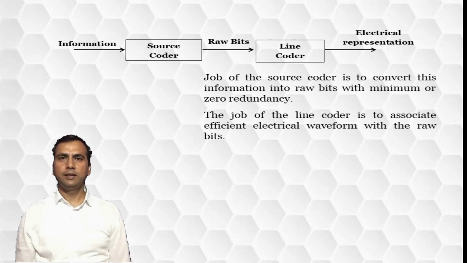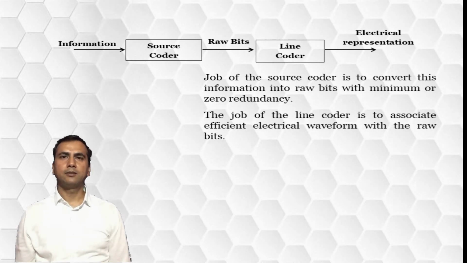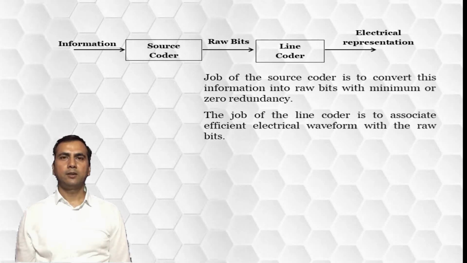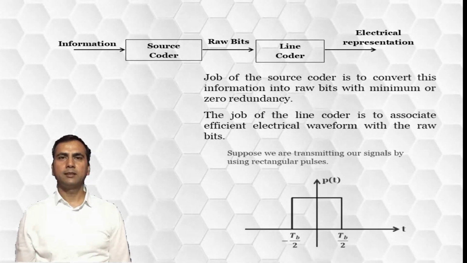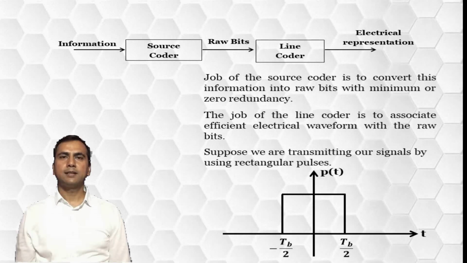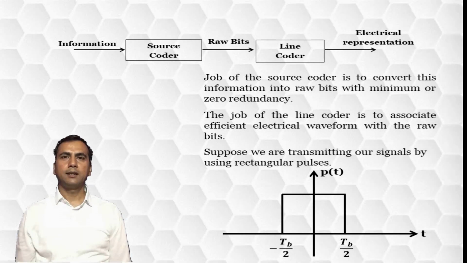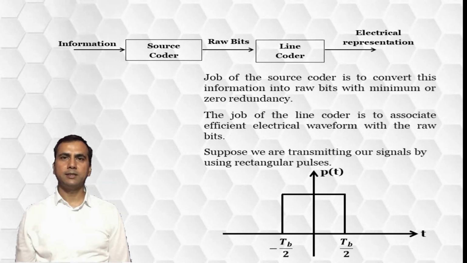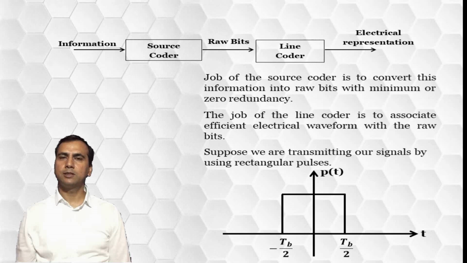So suppose after using this line coding scheme, we are now going to transmit this information in the form of electrical representation. Suppose we are transmitting our signals by using rectangular pulses, and these rectangular pulses have some bit duration associated with them, and that is TB.